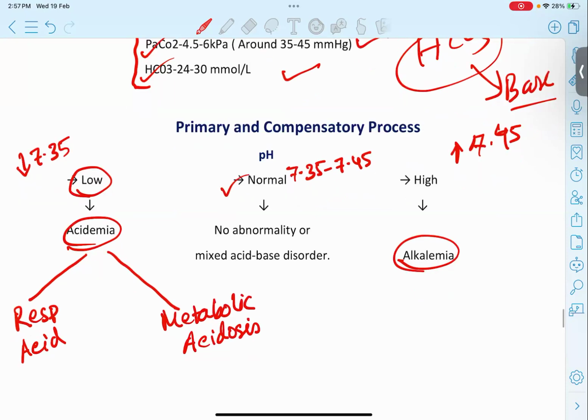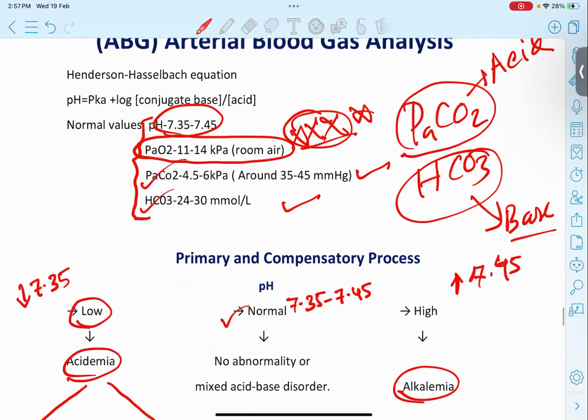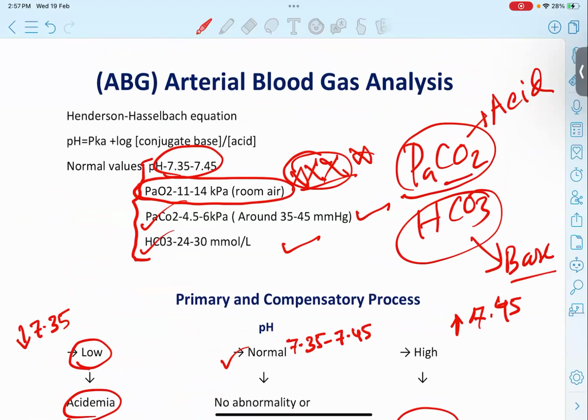It can be either respiratory acidosis or metabolic acidosis. So when will I call it respiratory acidosis? When will I call it metabolic acidosis? I told you that whenever it is about carbon dioxide, it is respiratory, and carbon dioxide is an acid. Whenever it is about bicarbonate, it is metabolic, and it is a base. Bicarbonate is a base or alkali.